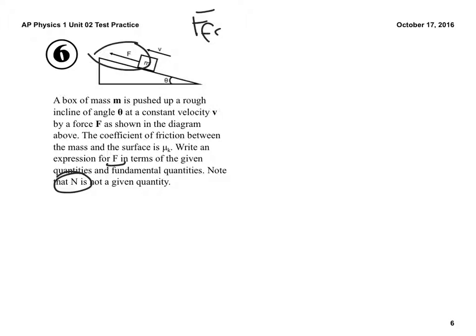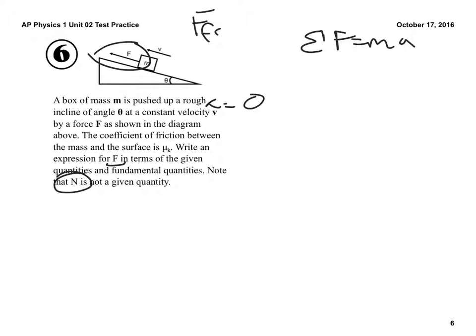At a constant velocity, that means my acceleration is going to be 0, by a force F as shown in the diagram. The coefficient of friction between the surface and the mass is mu sub k. So I'm going to start out with a net force equation. I know that net force equals ma.